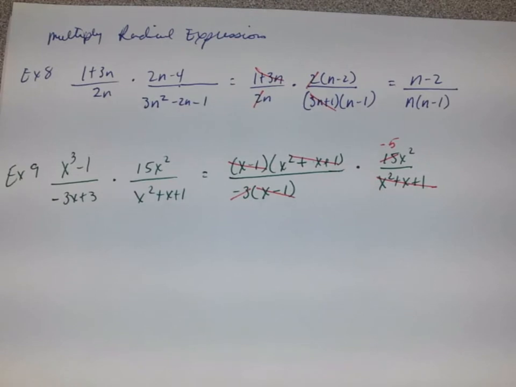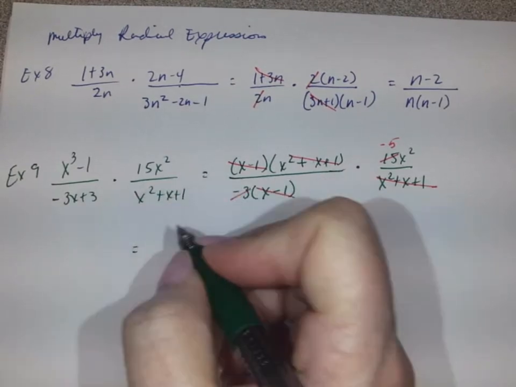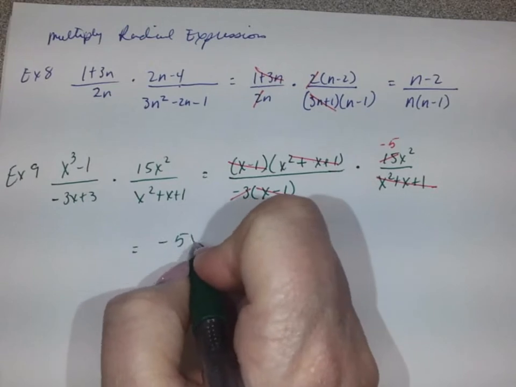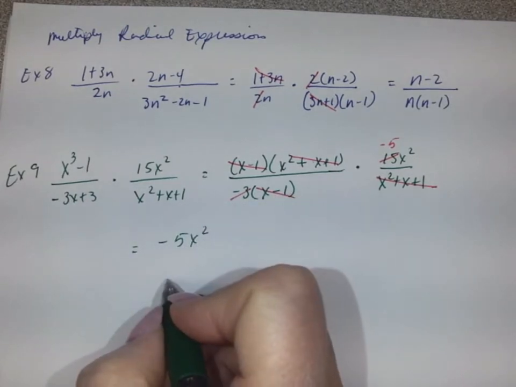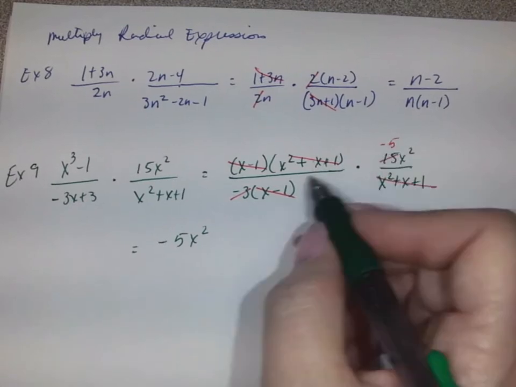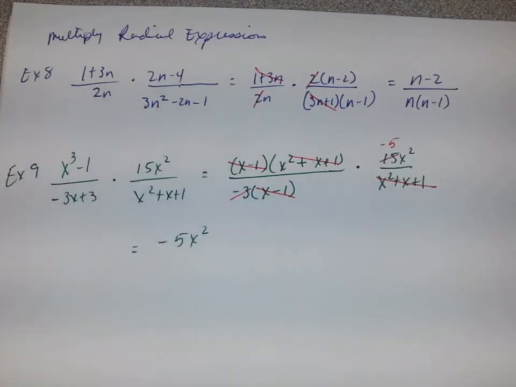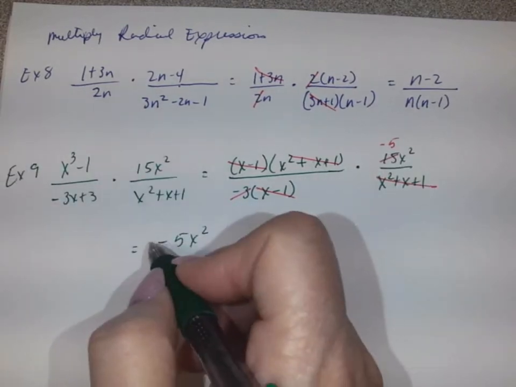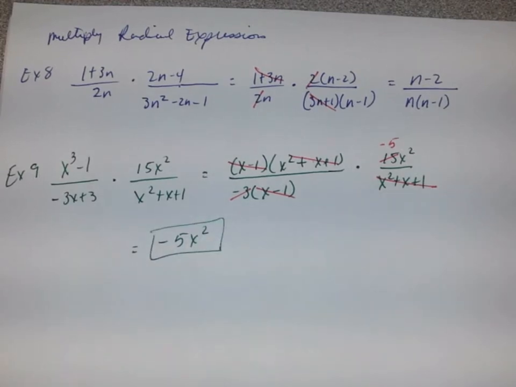So our answer will end up being negative 5x squared. Or you could have just reduced it to 5 and left the negative sign, but if you can do that. And that's just it. That's your final answer right there, negative 5x squared.